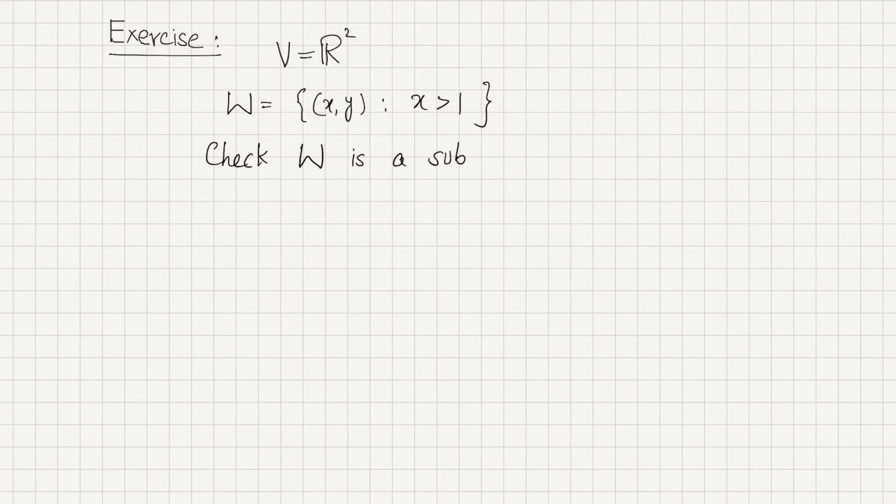Suppose we have the vector space R2 and W is the collection of all ordered pairs (x, y) where x is greater than 1. Check whether this W is a subspace of R2 or not. I suggest you pause this video and try to attempt this question. I hope that you are able to do it.